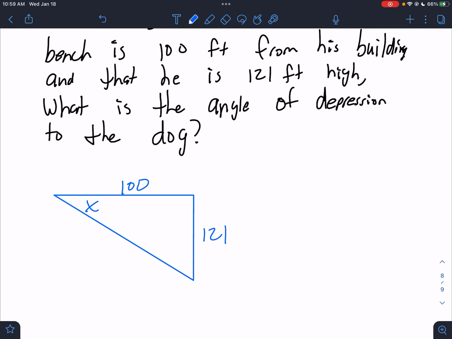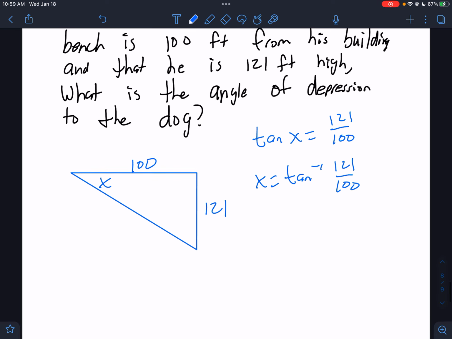Those are the parts. So this would be the tangent of the angle equals opposite over adjacent. So we have to take the inverse tangent. And again, I'm not going to type it in, but that's the answer.